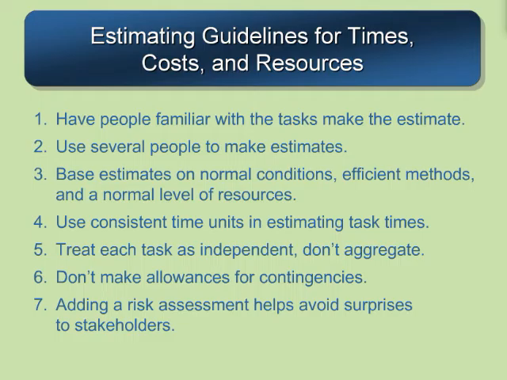You should keep tasks independent, don't aggregate them, so that you can actually drill down to the specific work package level. Don't make allowances for contingencies within the estimating process. Contingency and contingent planning is part of your risk management plan, and we'll discuss this in Chapter 7. So when you're doing your normal costs, normal times, don't worry about that.